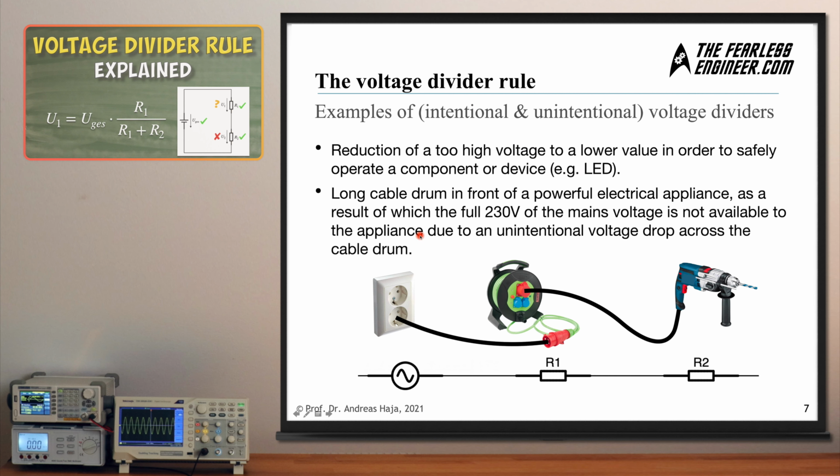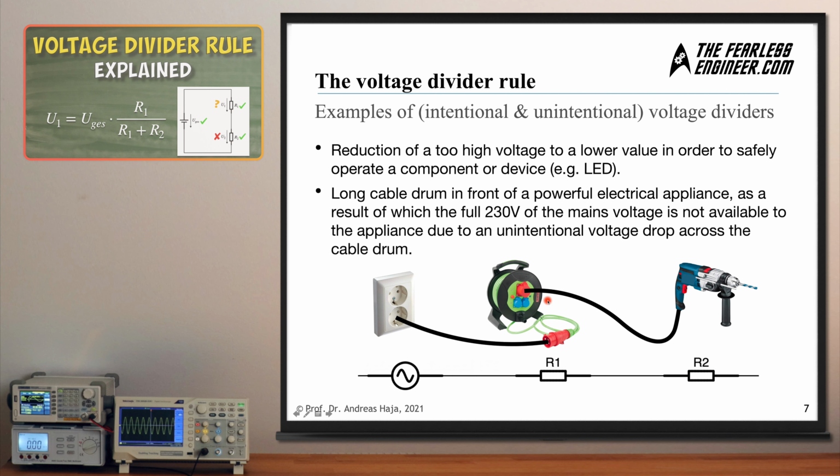The second one is an unintentional voltage divider. Take a look at this setup here. You have a wall socket which powers your power drill here on the right, and because you want to drill a hole into a wall which is very far away from the wall socket, you are using such a cable drum, which you place in between the wall socket and the drill. And due to the length of the cable, this cable drum behaves like a resistor of its own, and depending on the length of the cable and also the quality of the cable, this will be either small or large, but in any case, it's going to be a second resistor in this unbranched network here.